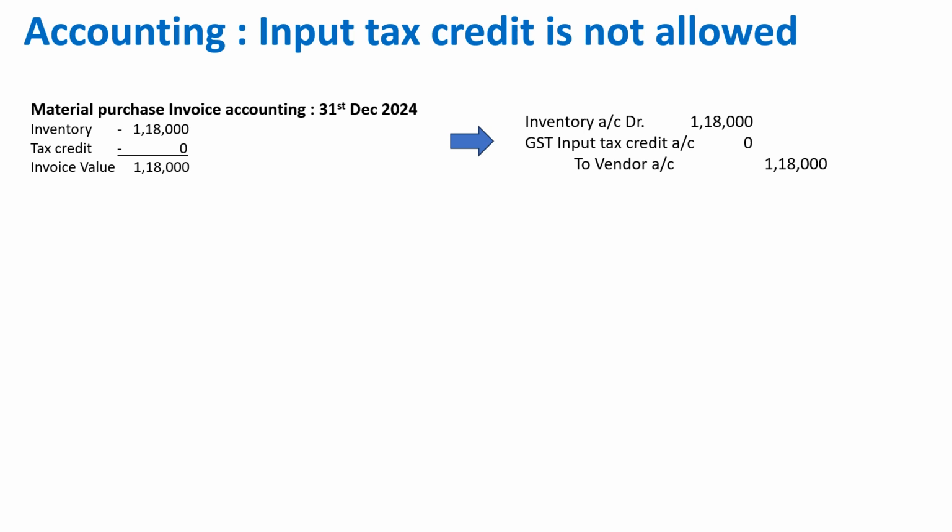Even though it is 0, I have shown it here as an entry so that you understand how it impacts. To vendor 1,18,000 rupees. So what is happening here? GST input tax is not reported under assets in the balance sheet, as input tax credit is not allowed. There is no amount to be reported.